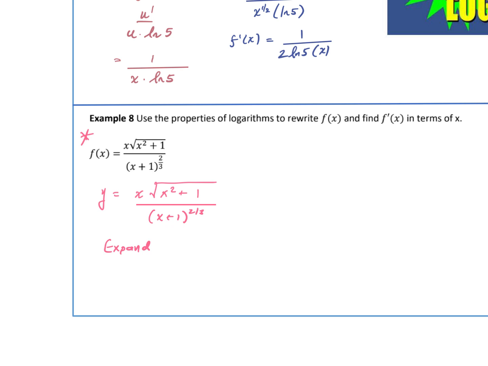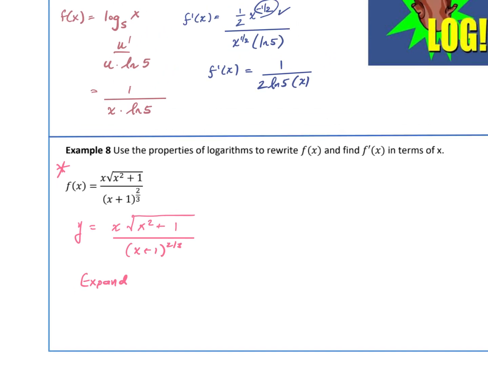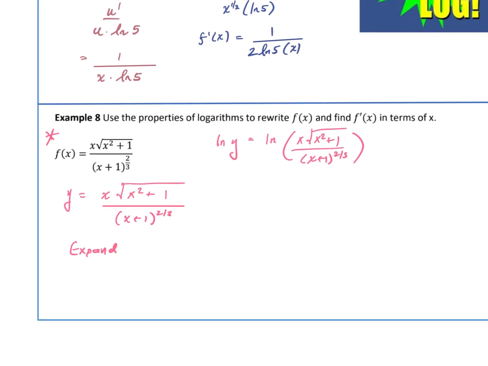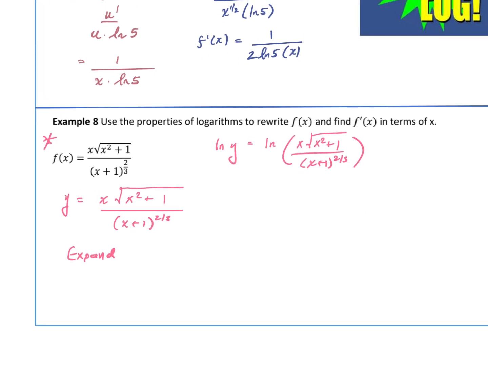Now, you can only expand if you have a log. So what I'm going to do is take the log of both sides. If I take the ln of the left side, you get ln of y, then I'm going to take the ln of the other side. So ln of x times the square root of x squared plus 1, over x plus 1 to the 2/3. So let's expand it. This is going to make this much easier to do.